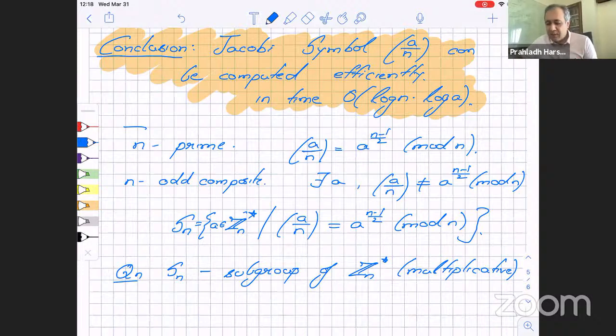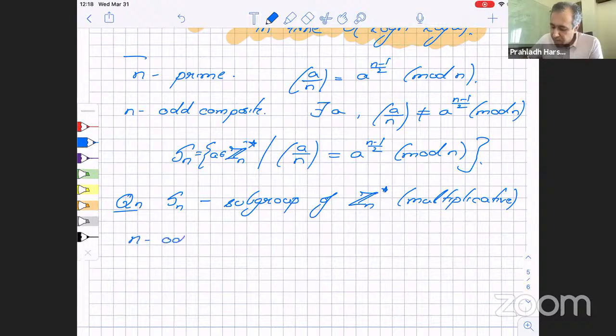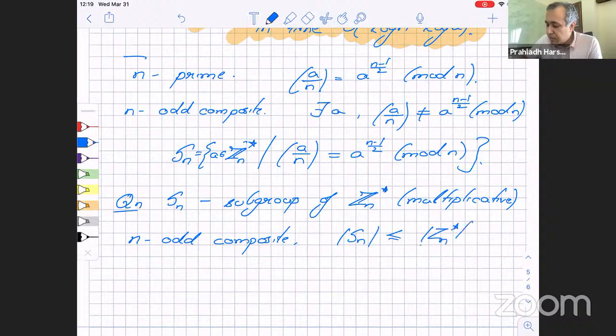But now you can say something. This tells you that for odd composite n, it is a subgroup, but it is not the full group. Sn is strictly smaller than Zn star. If it is a strictly smaller subgroup, what can be the size of Sn? Almost half. So for n odd composite, the size of Sn has to be less than or equal to the size of Zn star divided by 2.